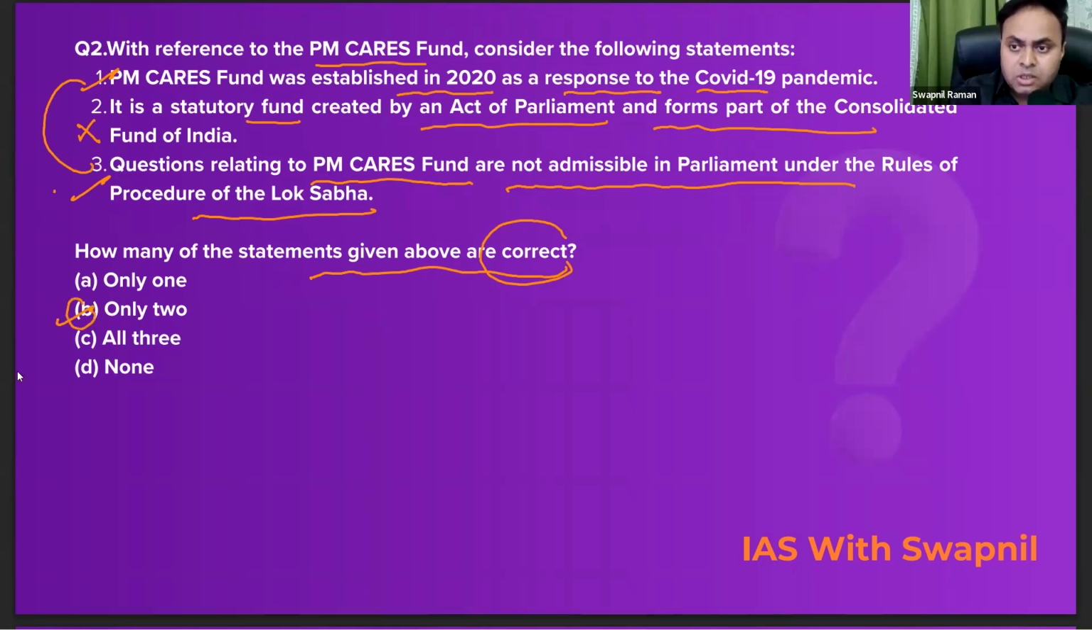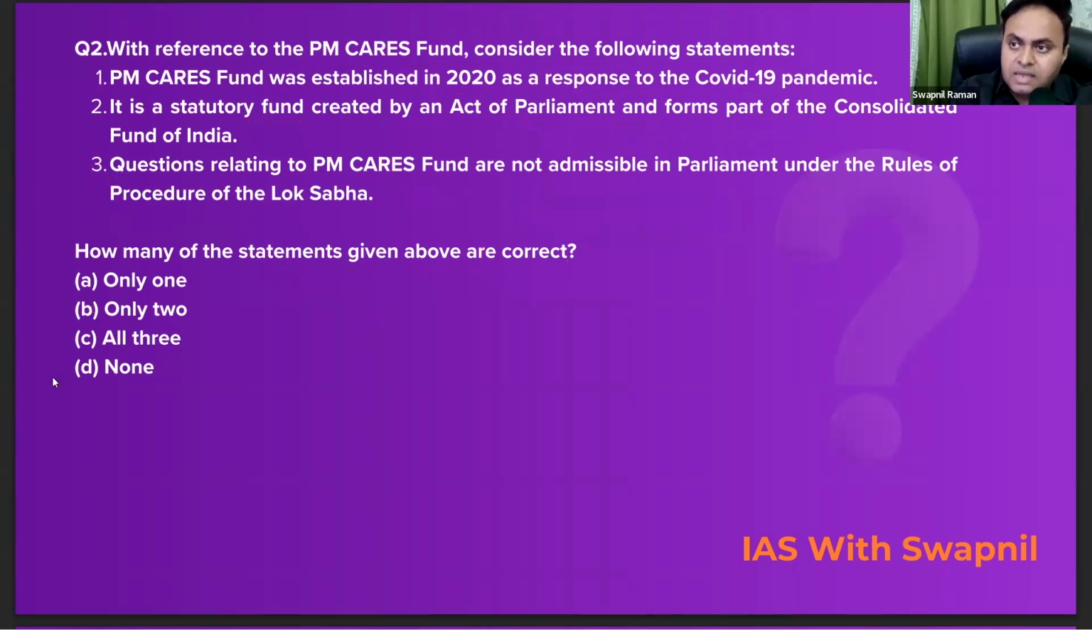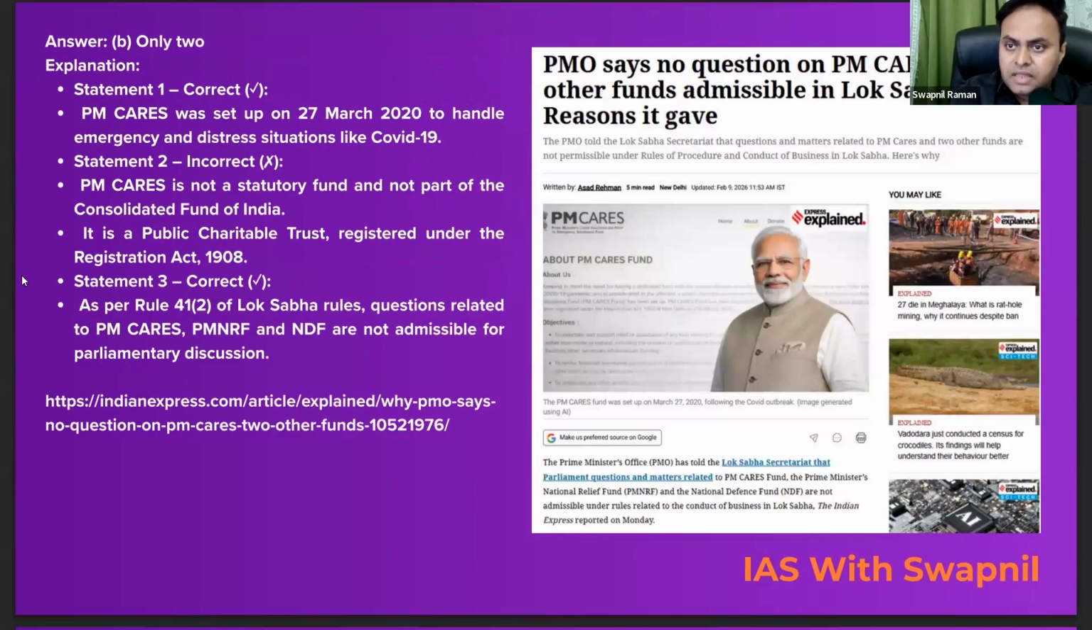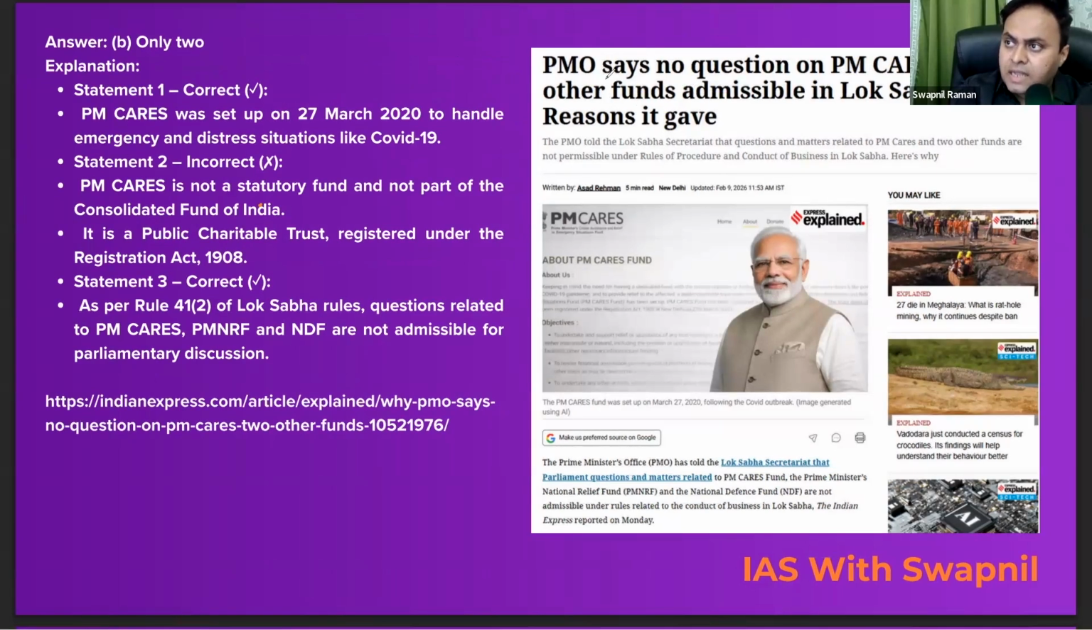Why we picked up this question? So there is a strong reason. Recently, the PM Cares Fund was discussed, right, in various articles. So look at this one. We picked up this article from the Indian Express. It says that PMO says no questions on the PM Cares and two other funds are admissible in the Lok Sabha.